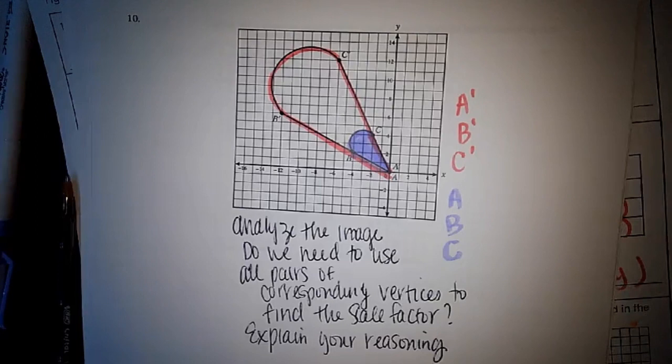You can find it with just the ones. The same scale factor is used on every point, so just finding one is enough. That's a good explanation. He said the scale factor is going to be the same on each corresponding part. So if you find one, you should be able to find them all. So what did y'all figure out the scale factor was?